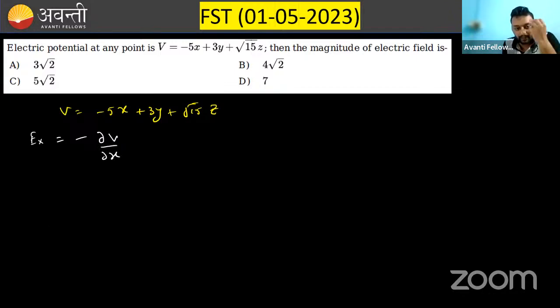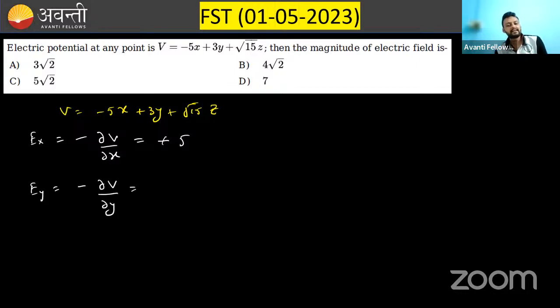That means partial differentiation means you can consider y and z as a constant. So if I do the partial differentiation, I will get minus is already there and partial differentiation of this with respect to x is 5. That is minus 5. So minus minus plus becomes 5. Nothing else.